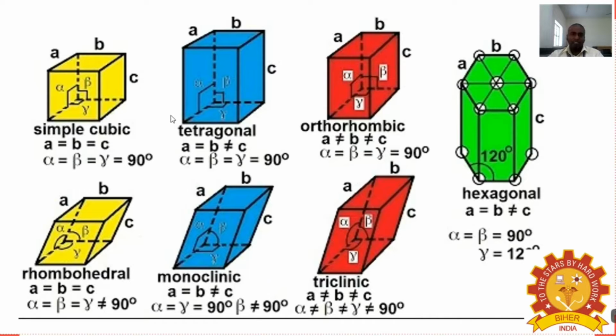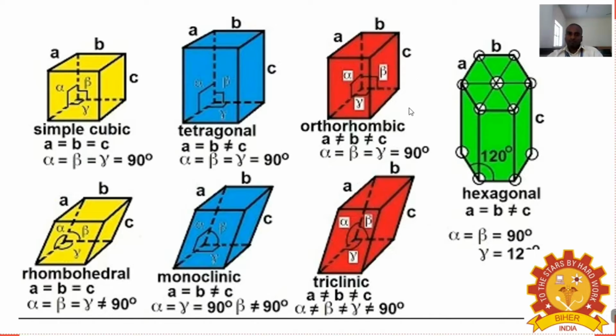When we go to the tetragonal crystal structure, here the length a and b are equal, but the length of c varies from a and b. The angles alpha, beta, gamma, which are nothing but the angles between the XY, YZ and ZX planes, are all 90 degrees. This type of crystal is simply called a tetragonal structure.